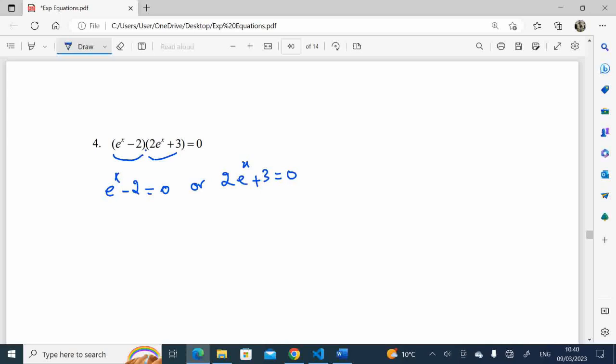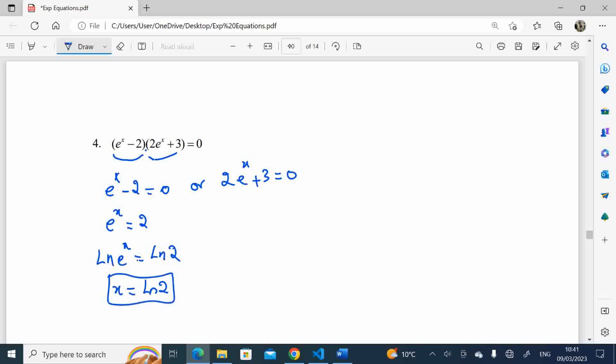So we have two equations. Now we have to solve these two equations separately. For the first equation, we get e^x = 2. In order to find x, I need to take ln of both sides. So ln e^x = ln 2. So we get x = ln 2.